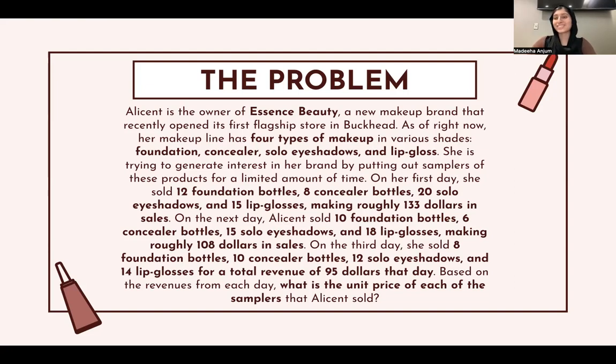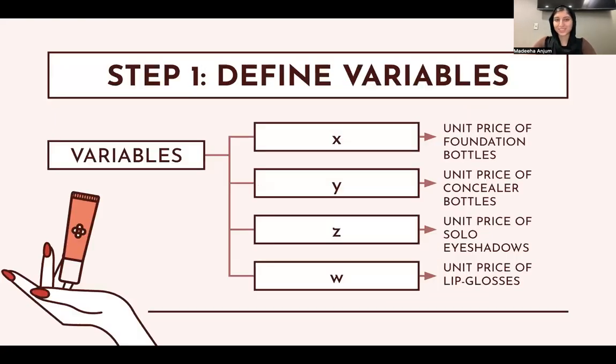What we want to know is the unit price of these samplers based on the revenues from each day. So we're going to define our variables where X is equal to the unit price of foundation bottles, Y is equal to the unit price of concealer bottles, Z is equal to the unit price of solo eyeshadows, and W is equal to the unit price of lip glosses.